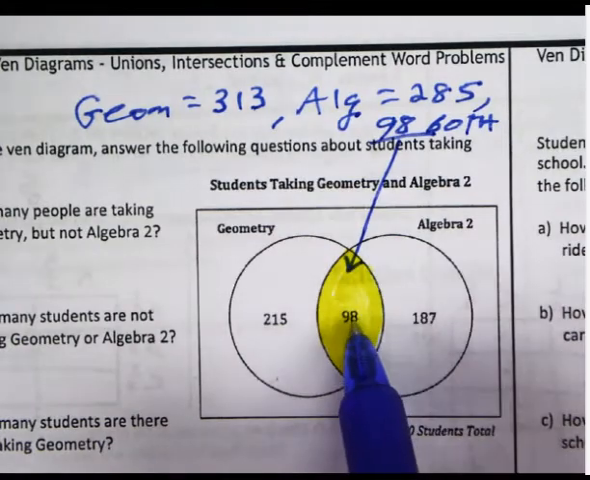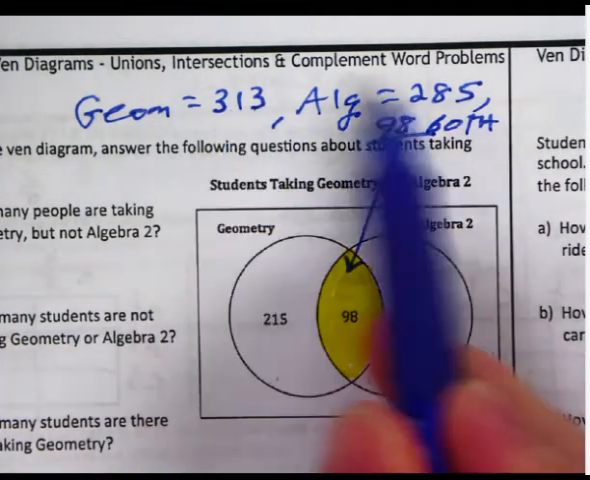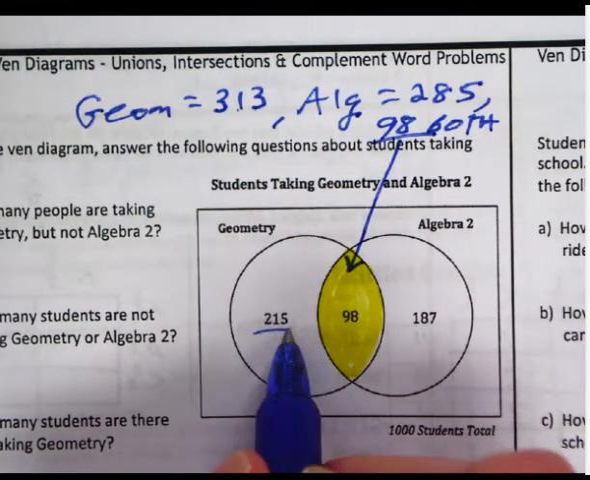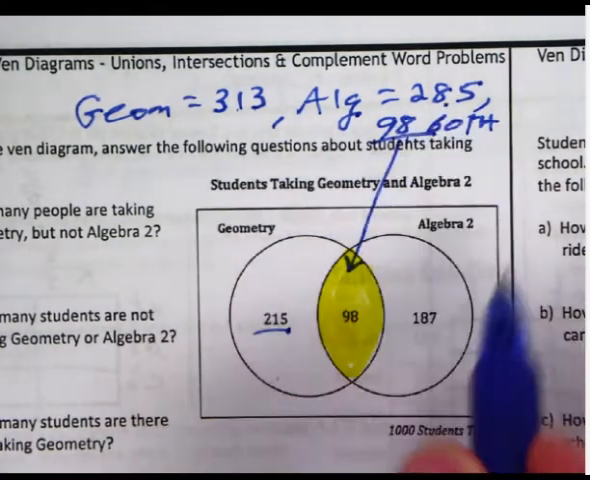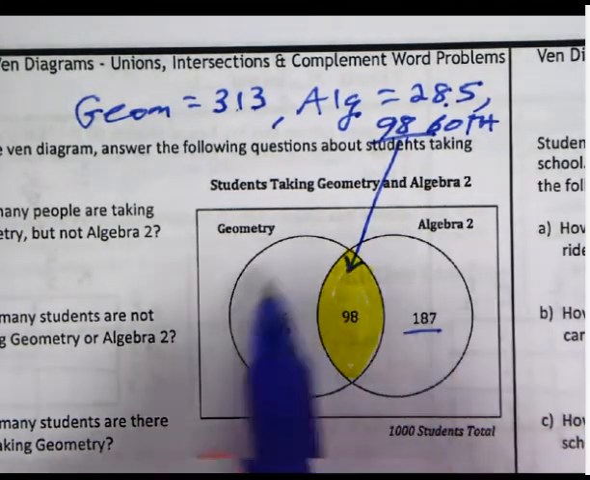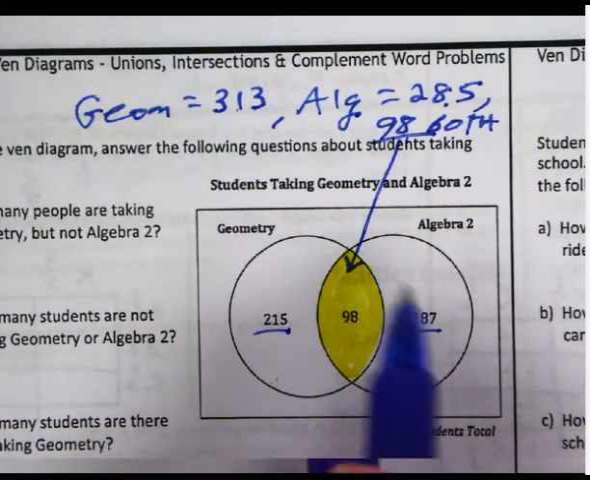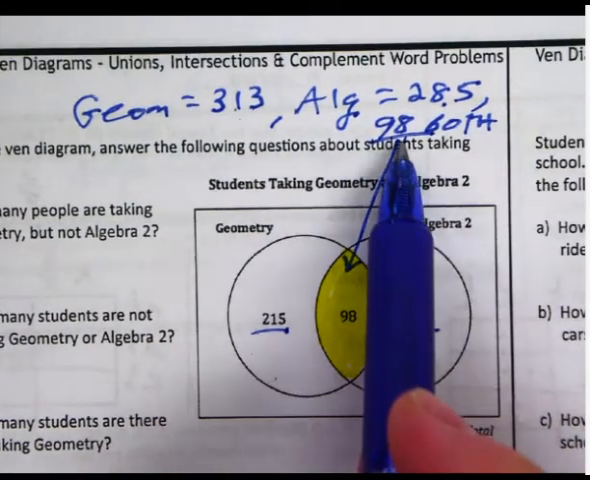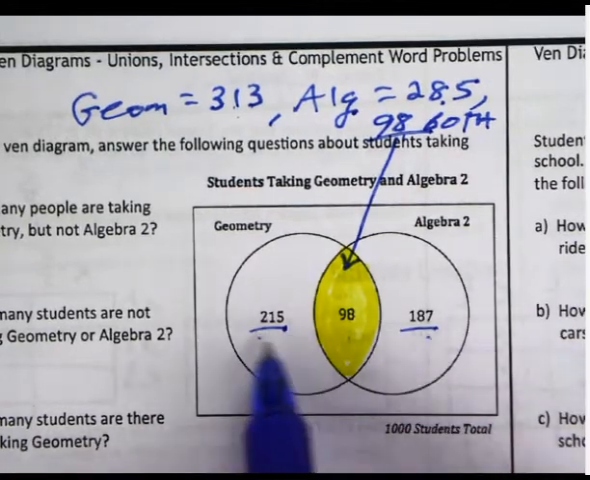Then I would take 98 off of both of these numbers. 98 off of 313 makes 215. 98 off of 285 makes 187. And therefore, this Venn diagram would show if there were 313 kids taking geometry, 285 taking algebra, 98 take both, you put that in there and subtract those off, and now you've got your numbers.